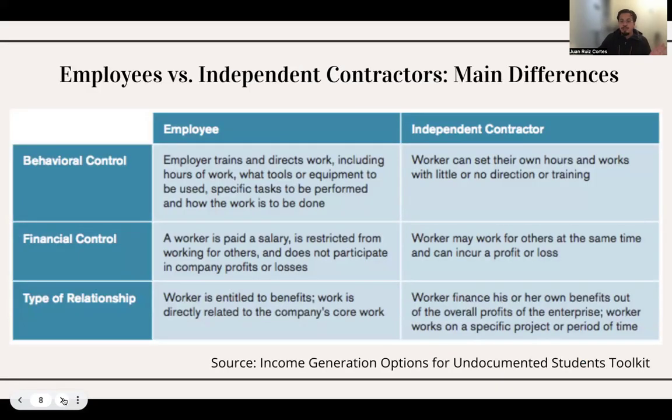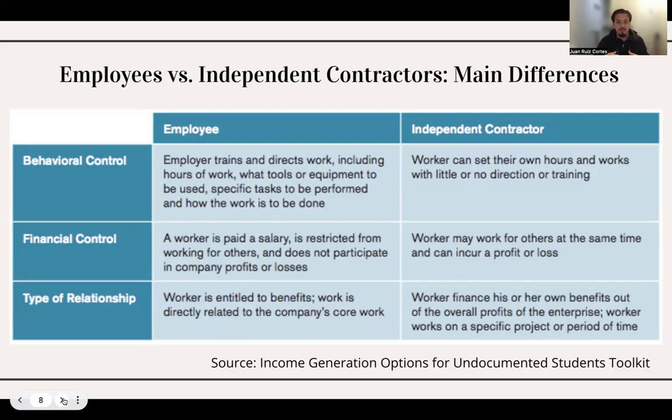So there are some main differences you have to keep in mind with being an employee versus an independent contractor: how you behave with your client, the control that they have over you financially, or the type of relationship. It's all different if you're an employee and if you're an independent contractor. Employers train you directly. They tell you the time you clock in, you clock out, where you're going to work. They determine your pay in terms of salary, which might limit you from getting other jobs elsewhere. And whether the company is profitable or not, you don't have access to those profits if you're an employee, right? There might also be some attractive aspects of being an employee, where you might get benefits, and you might be part of that company. You're able to work for them.